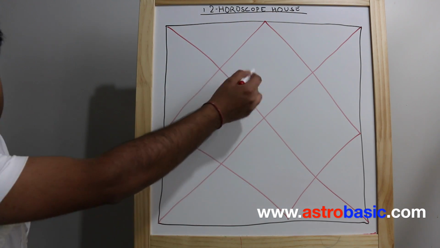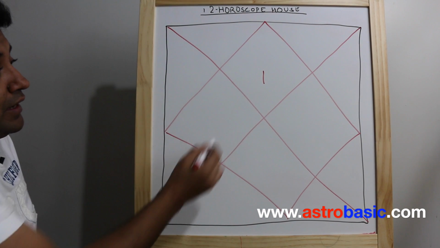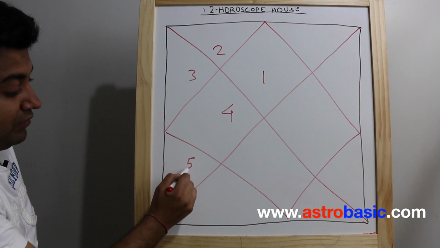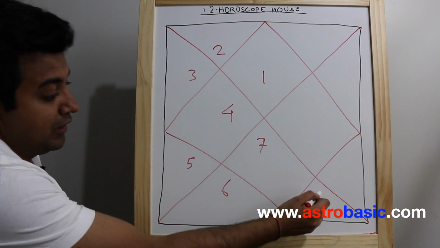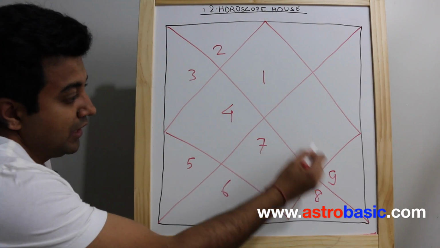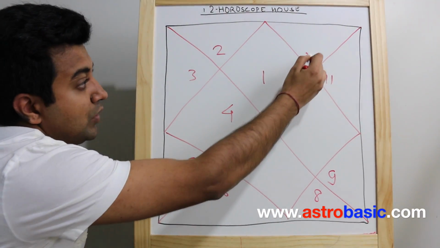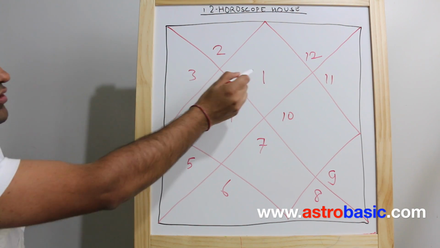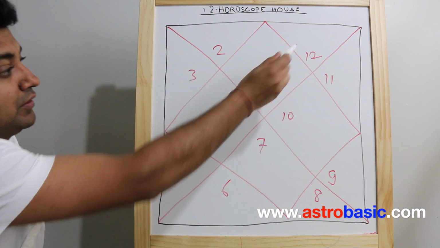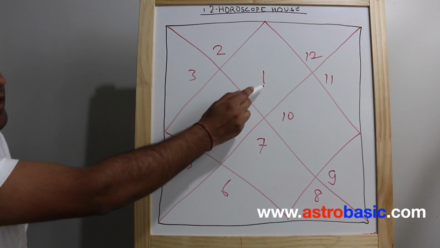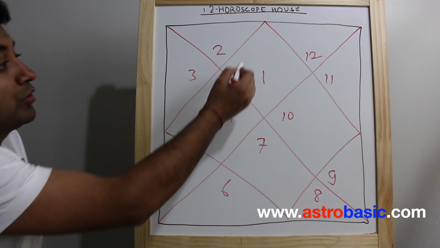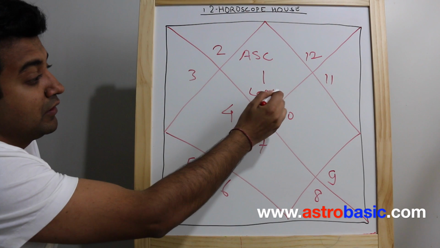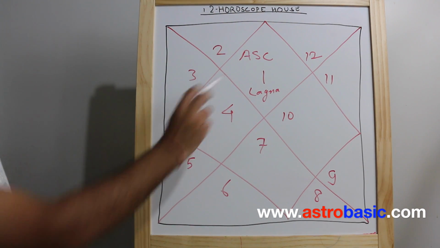So this one is 1, then this is 2nd, 3rd, 4th, 5, 6, 7, 8, 9, 10, 11, and 12. This one will always be the first house, and the numbering goes anti-clockwise. This is also called the ascendant, lagna. So this will always be the first house.